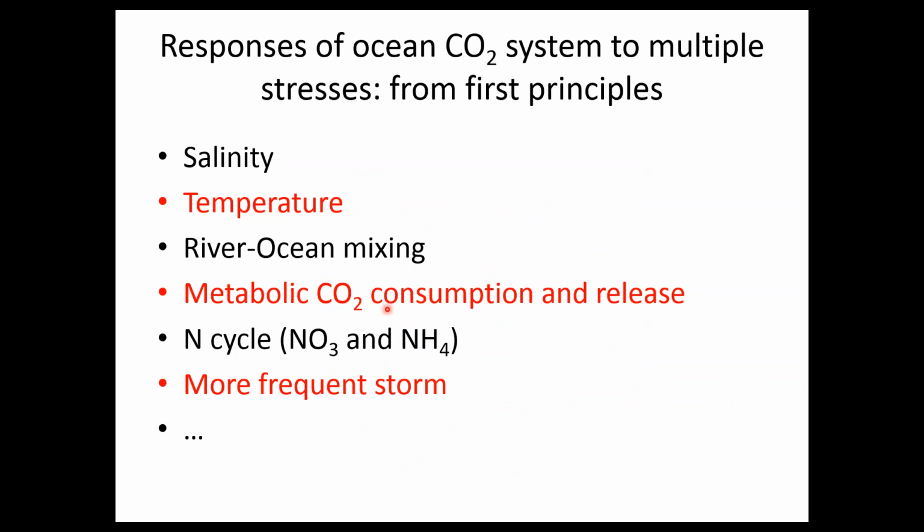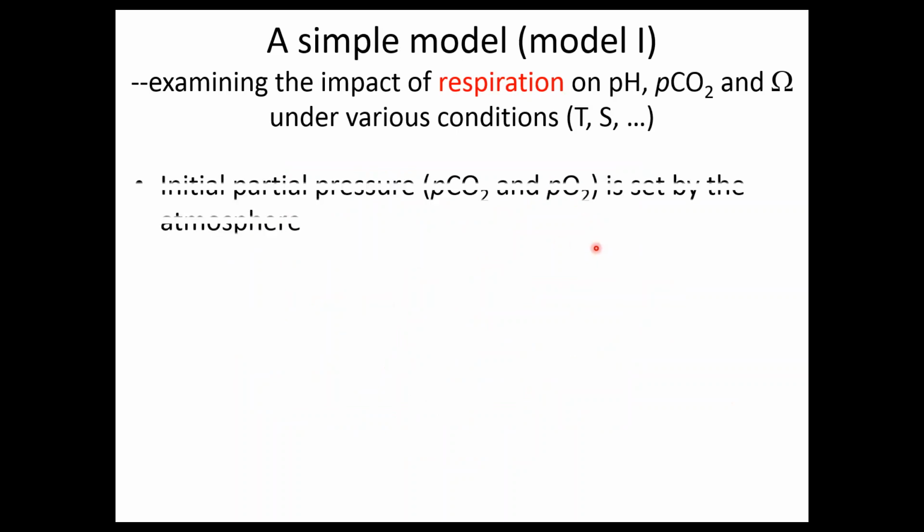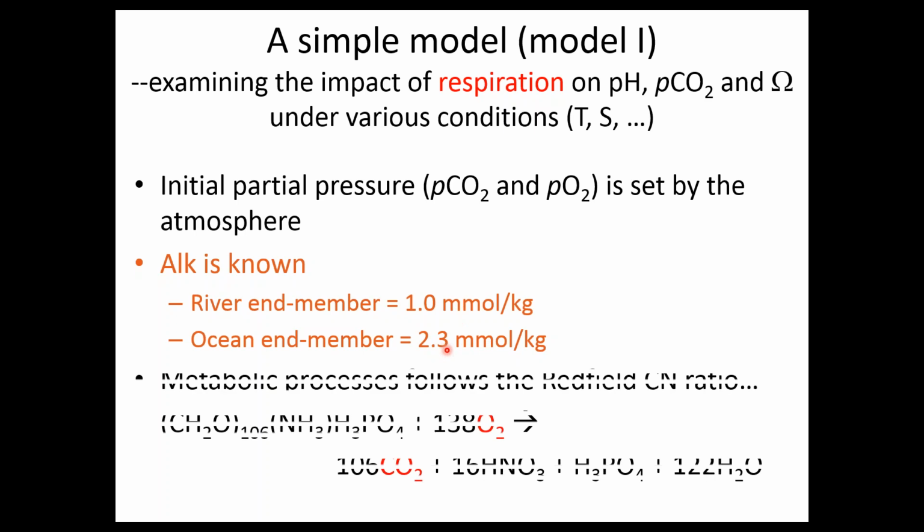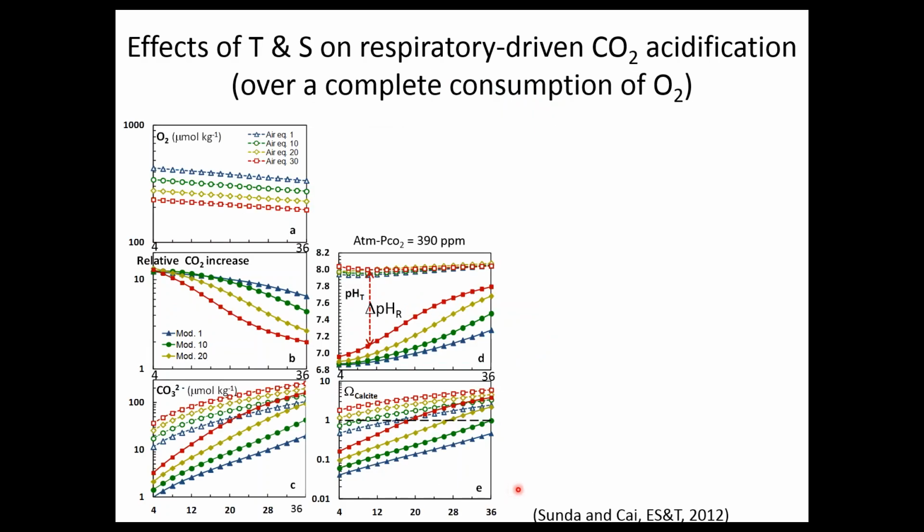I think we're a little short of time. I should try to go fast here. So I started with just ocean water and river water mixing. Just assume this river water has a low alkalinity and ocean water has high alkalinity, and then this aerobic respiration. But in the real case, it will be more complicated.